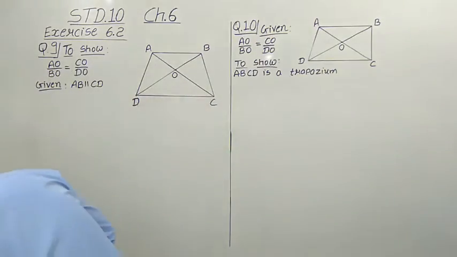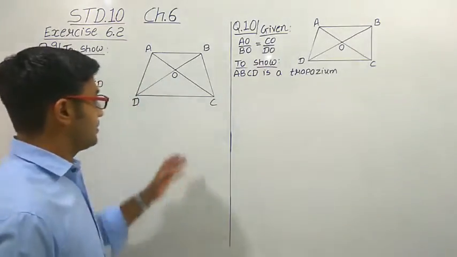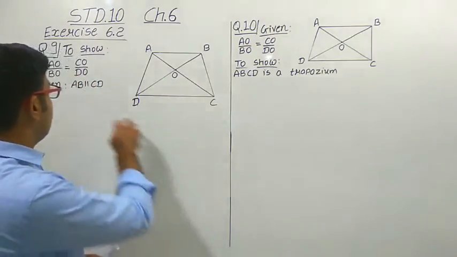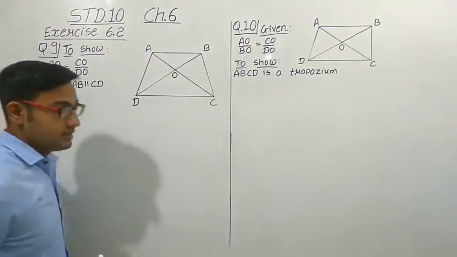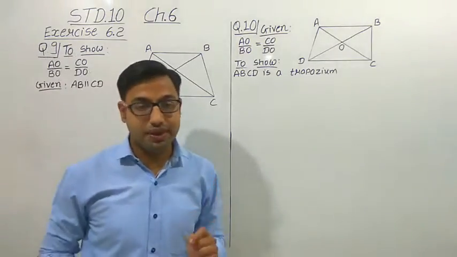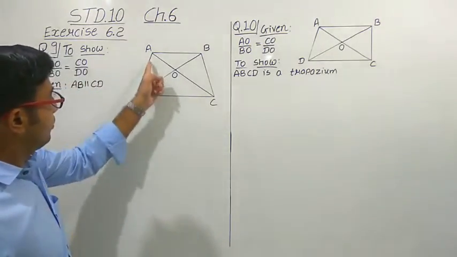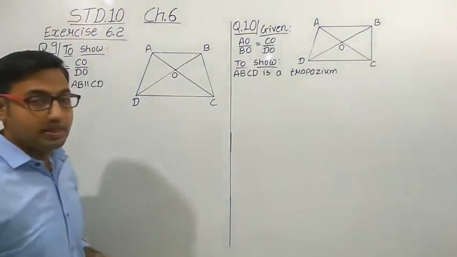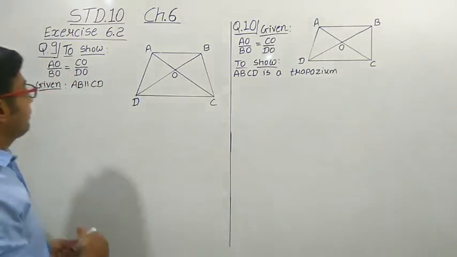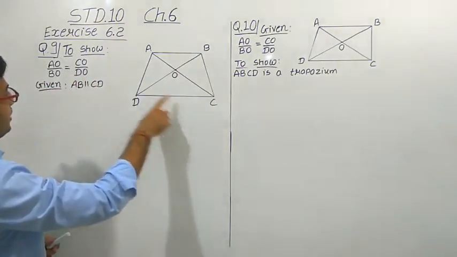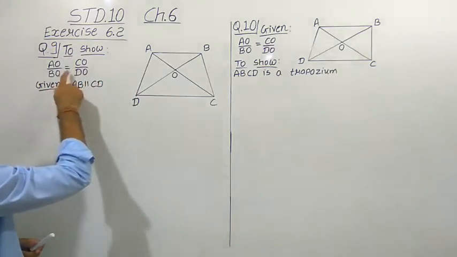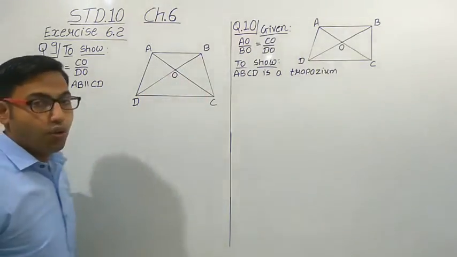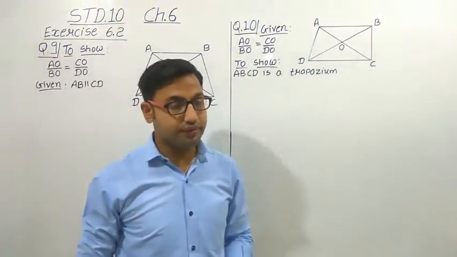Here we do not have a diagram given, but we have been given that it is a trapezium. So we can draw the trapezium ABCD, in which AB is parallel to CD, right? One pair of sides of a trapezium is parallel. If we draw the diagonals AC and BD, they intersect at a point, and that point is O. So if this is the required diagram, what do we have to show? We have to show that AO upon BO is equal to CO upon DO. Right?